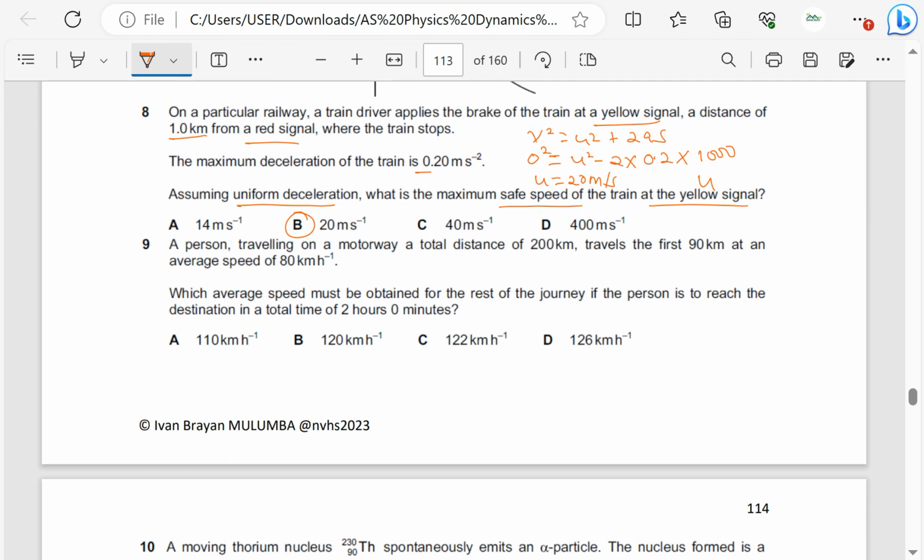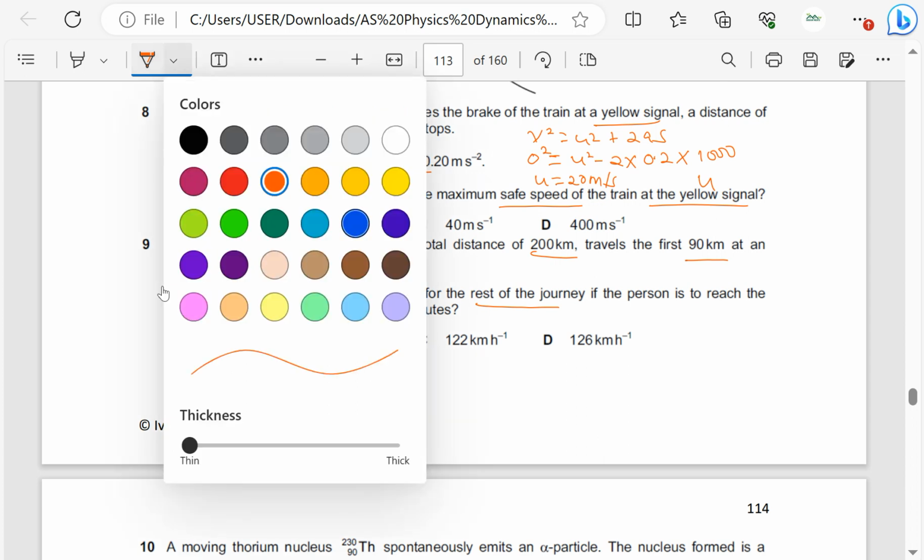A person traveling on a motorway, total distance 200 kilometers, travels the first 90 kilometers at an average speed of 80 kilometers per hour. Which average speed must be obtained for the rest of the journey if the person is to reach the destination in a total time of 2 hours, 0 minutes? So total time should be 2 hours, but he first travels the first 90 kilometers at an average speed of 80 kilometers per hour.